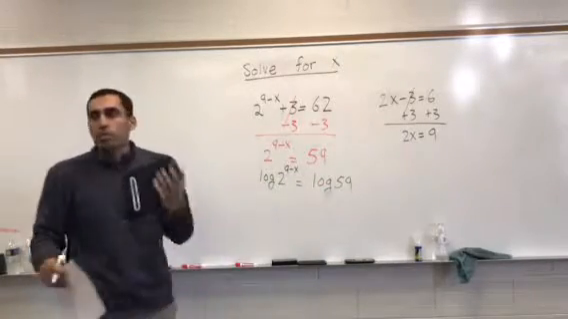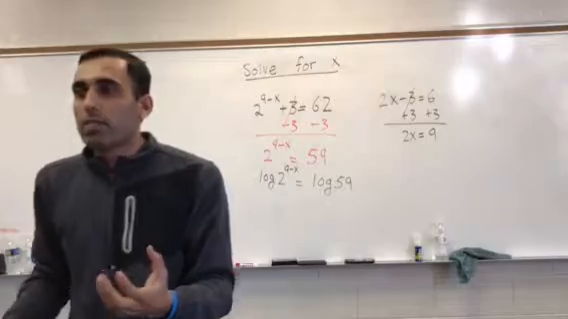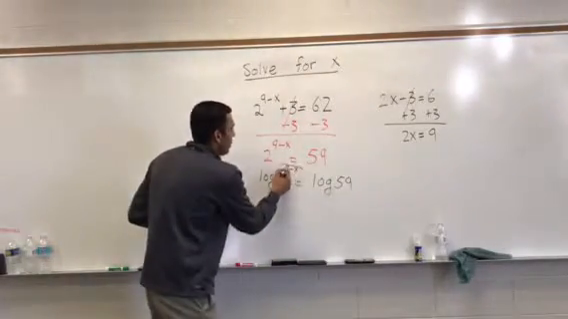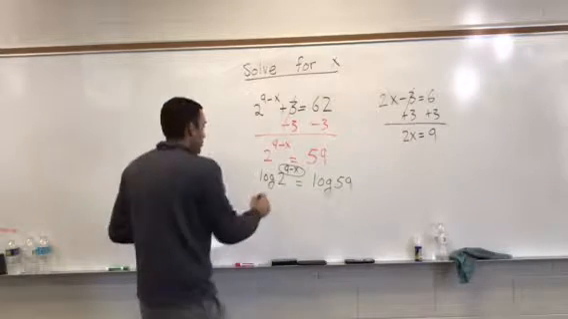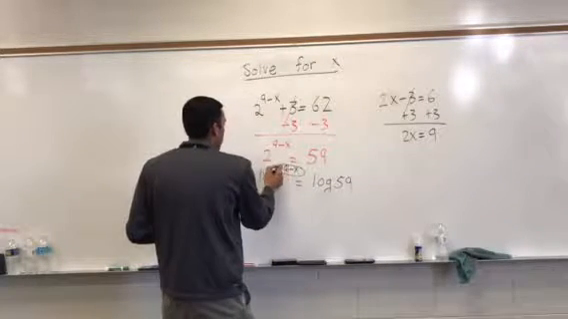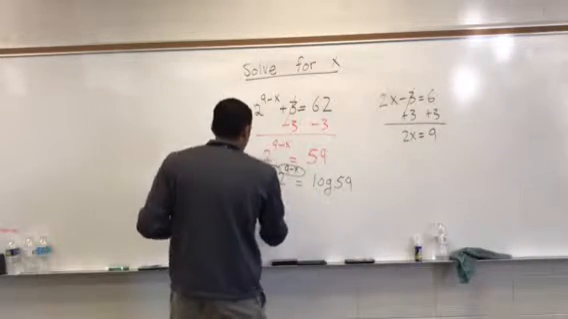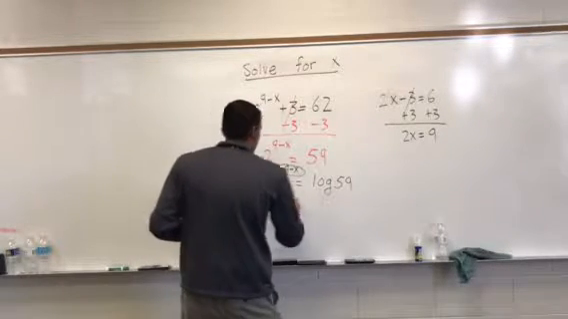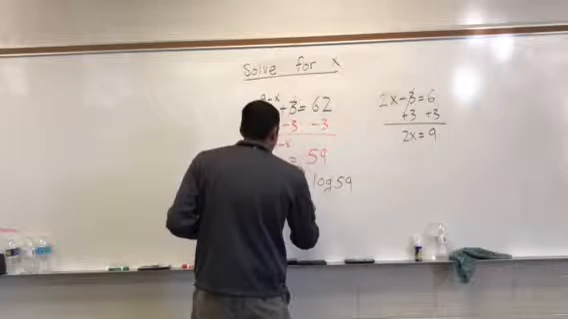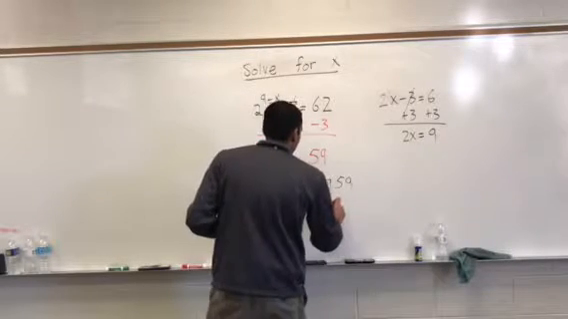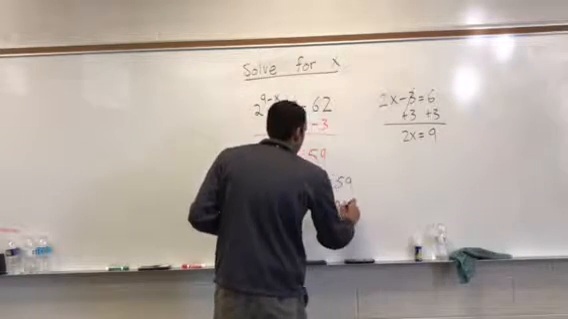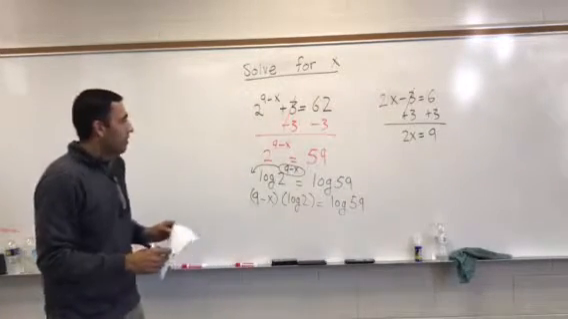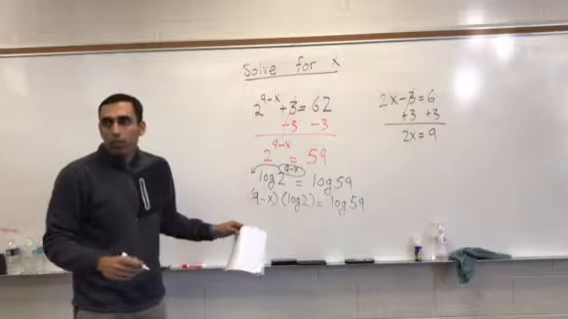So what's the beauty of logarithms? They are used to help get rid of these exponents. So that 9 minus x comes up front, 9 minus x, and you're left with log 2 equals log 59. Okay? Now we're almost done.